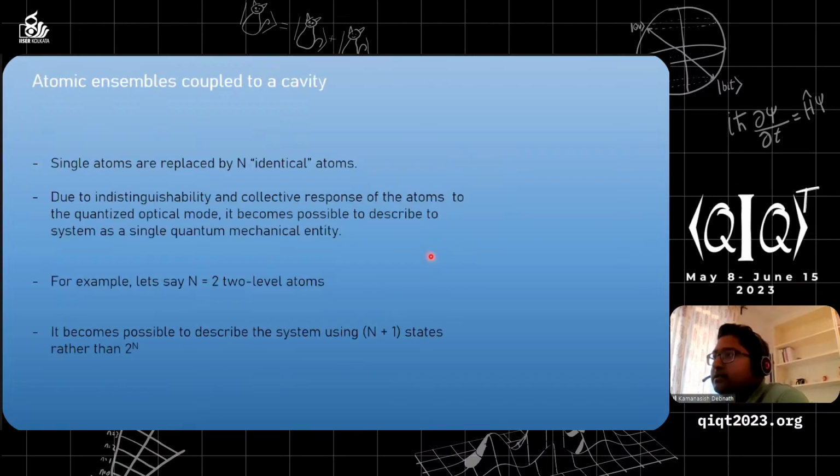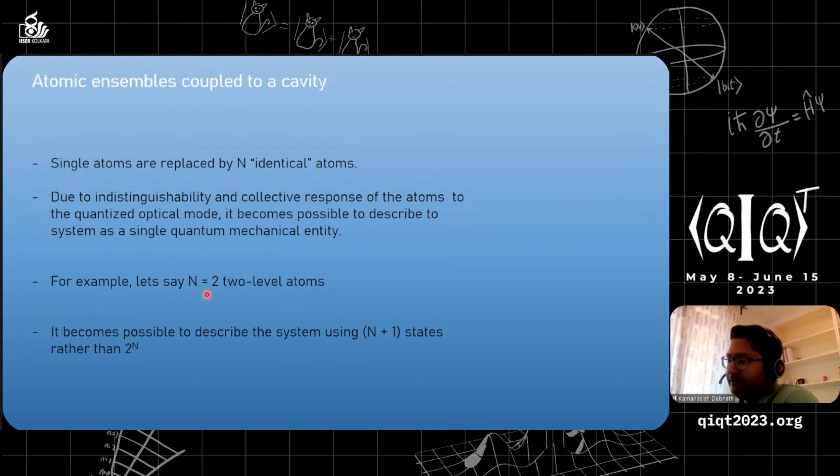So let's talk about single atoms, and what happens when single atoms are replaced by N identical atoms, at least for the first case. Due to indistinguishability and collective response of the atoms to the quantized optical mode, it becomes possible to describe the system as a single quantum mechanical entity.